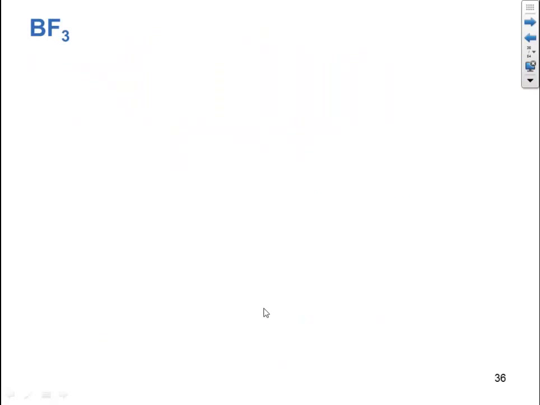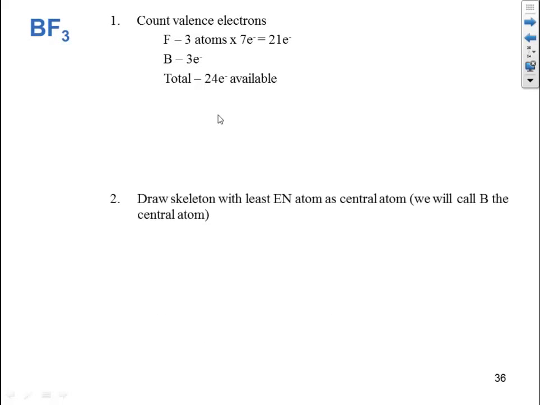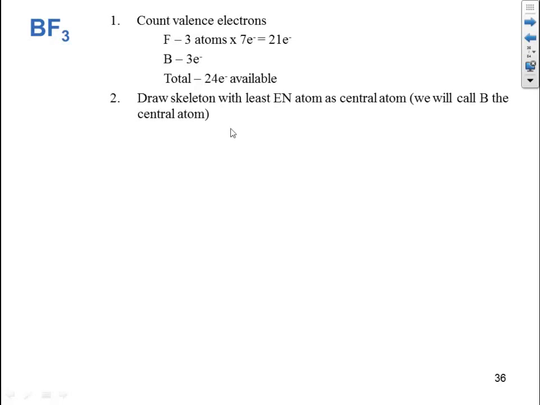Let's do boron trifluoride. Count the valence electrons. Well, fluorine's in group 7, so it has 7 electrons, so times 3, that's 21, and boron has 3 electrons. That's a total of 24 electrons. Draw your skeleton with the least electronegative atom. Okay, that would be boron in this case.